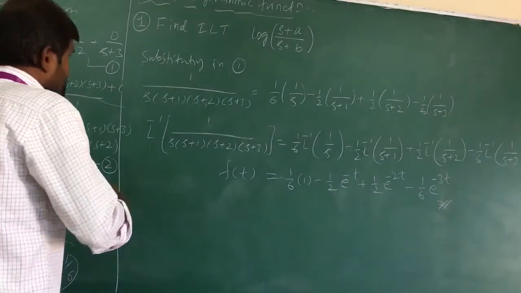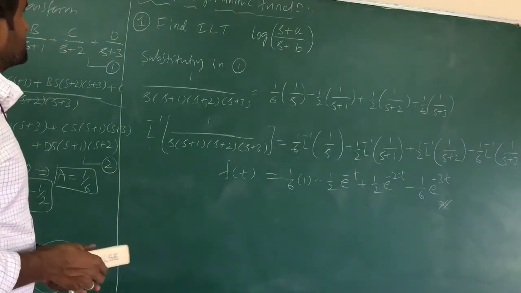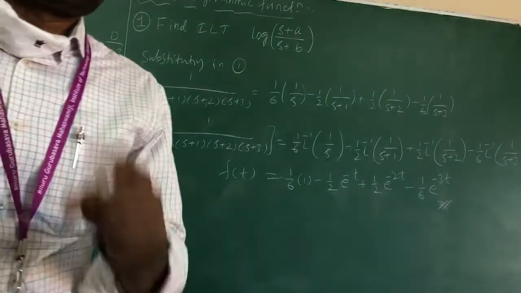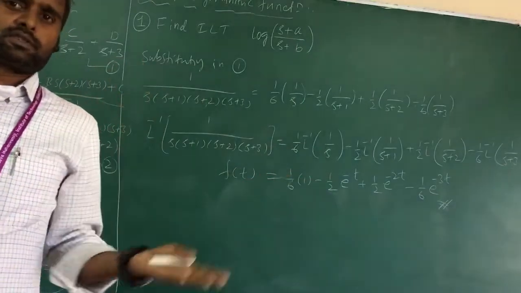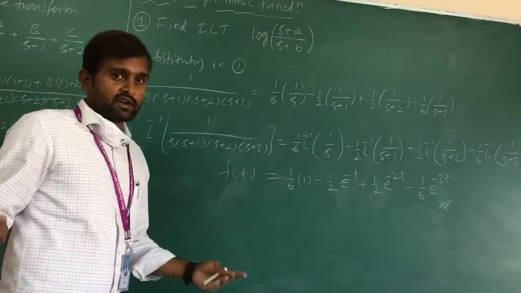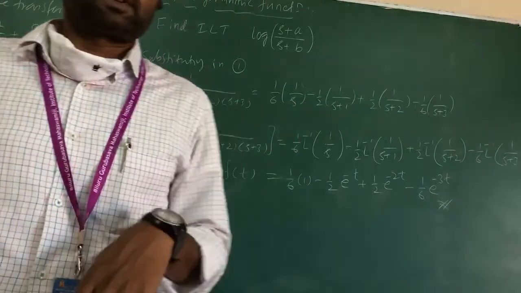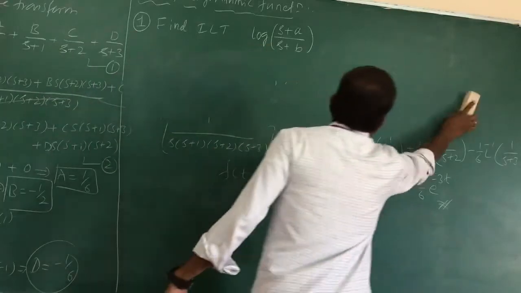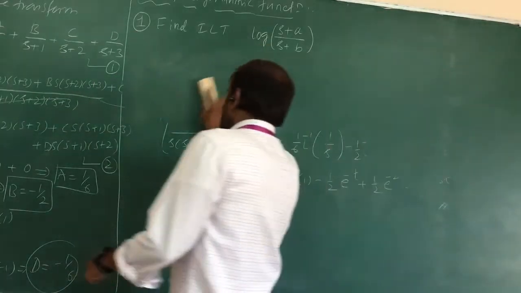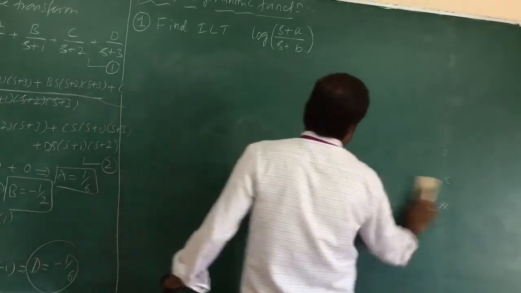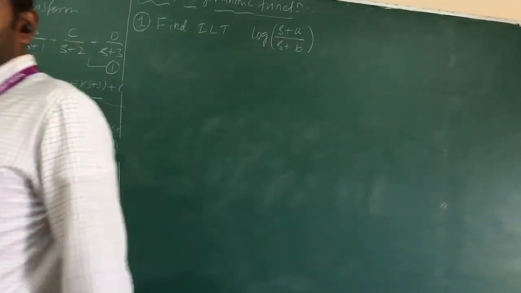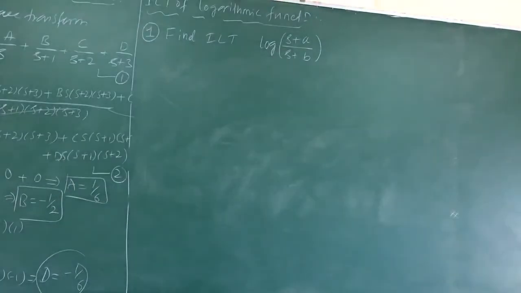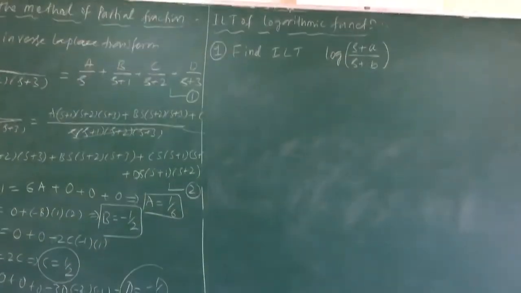So similarly, one more method: if we have a logarithmic function, that is one other example. You can try many examples, right? Class 1 is ready already. We have many examples from partial fractions, so try them. Now we move on, not partial fractions, but logarithmic functions: the inverse Laplace transform of a logarithmic function.